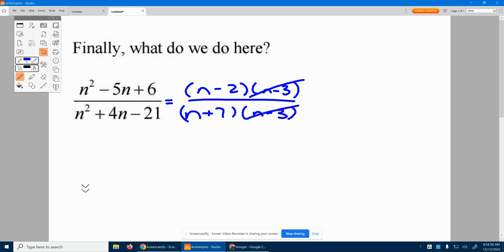All we have to do is break each piece down and then cross out things that are on the top and the bottom that are the exact same.